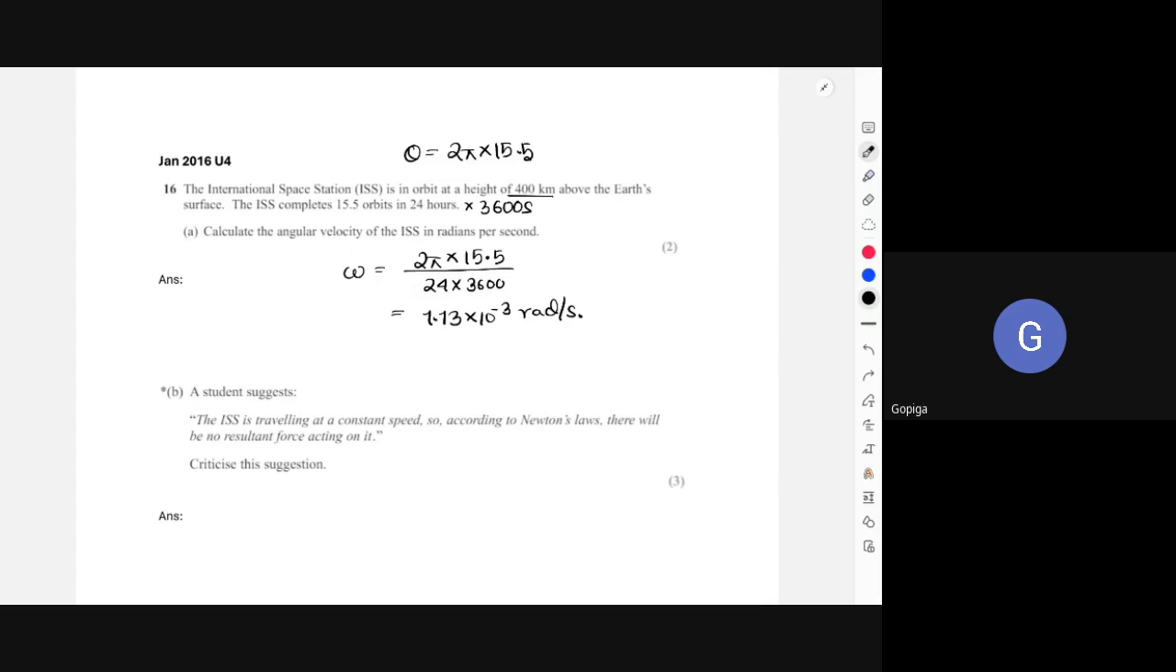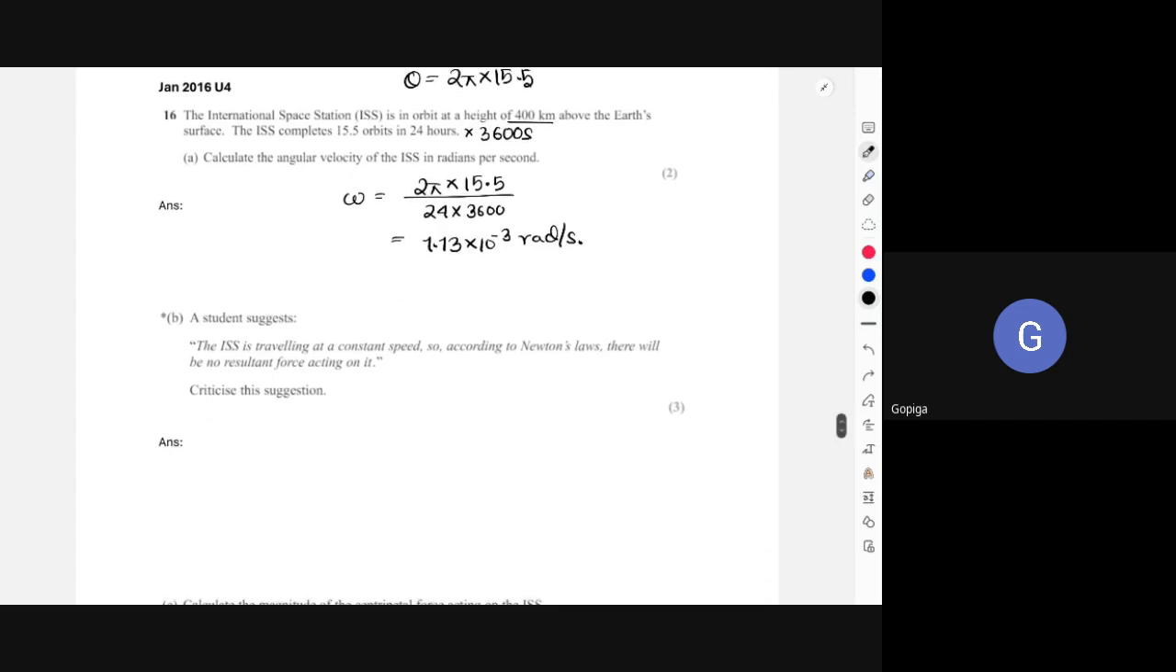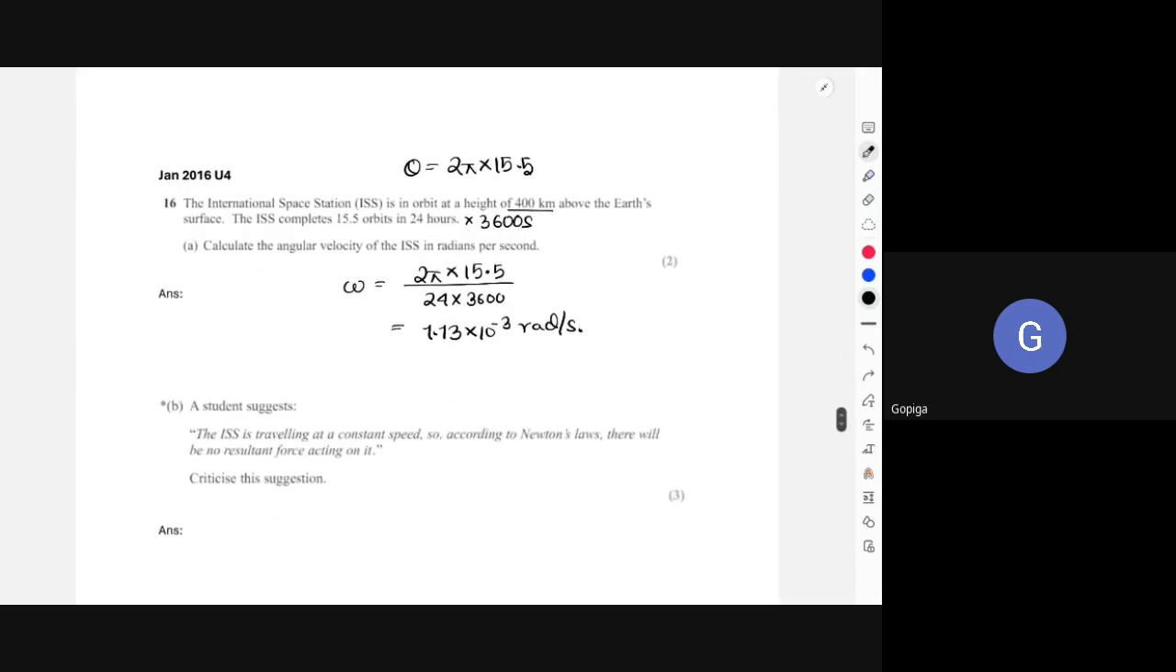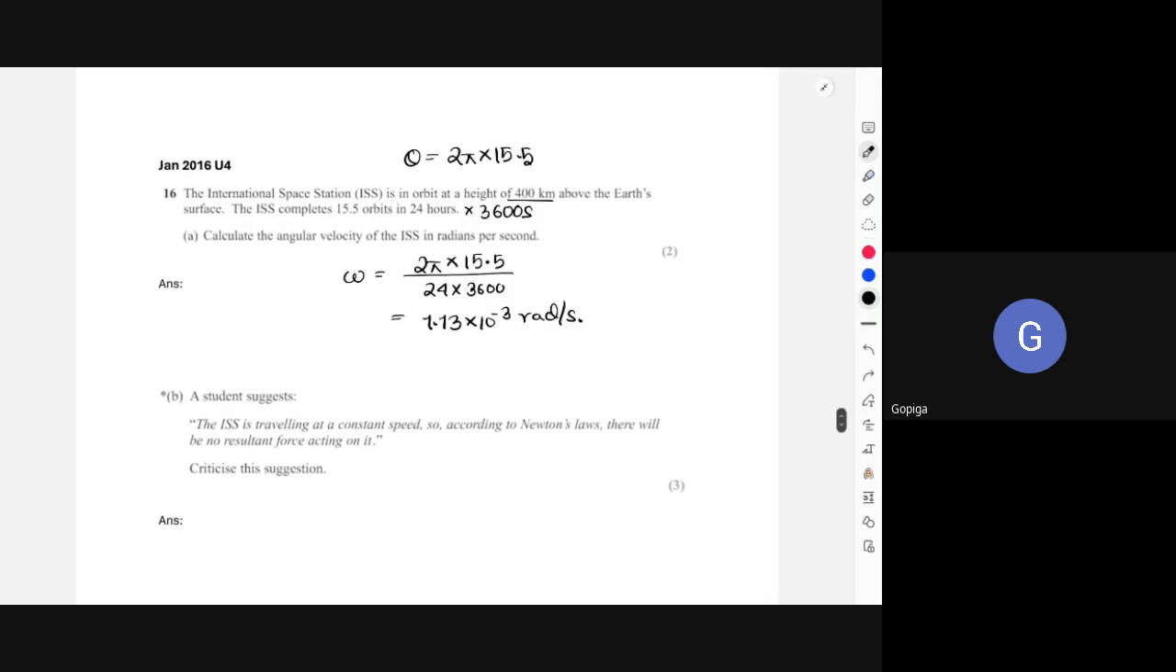Okay, sorry. As I was explaining, let's move on to part B. It says the student suggests that the ISS is traveling at a constant speed, so according to Newton's law, there will be no resultant force acting on it. We need to criticize this suggestion. The ISS was moving on a circular pathway, right? It was orbiting the Earth.